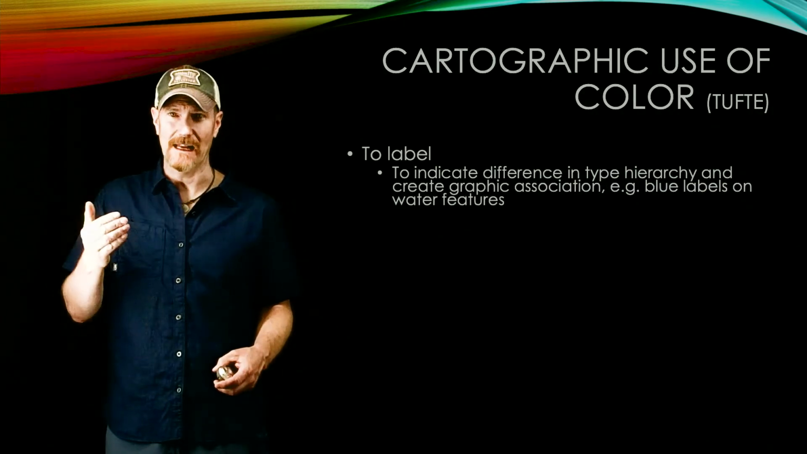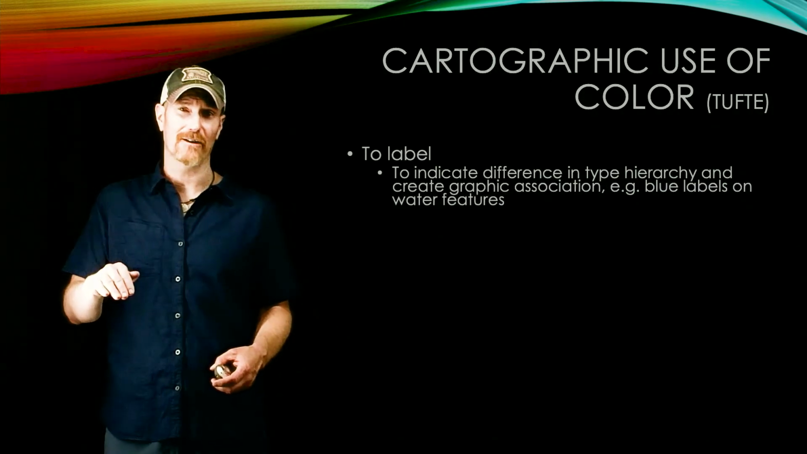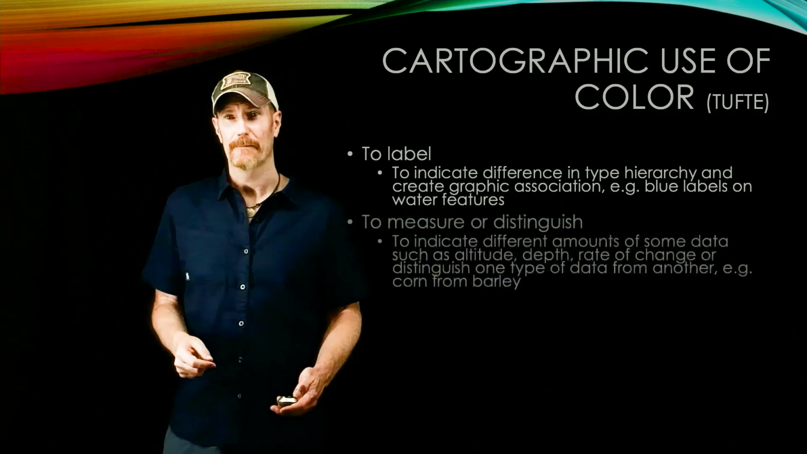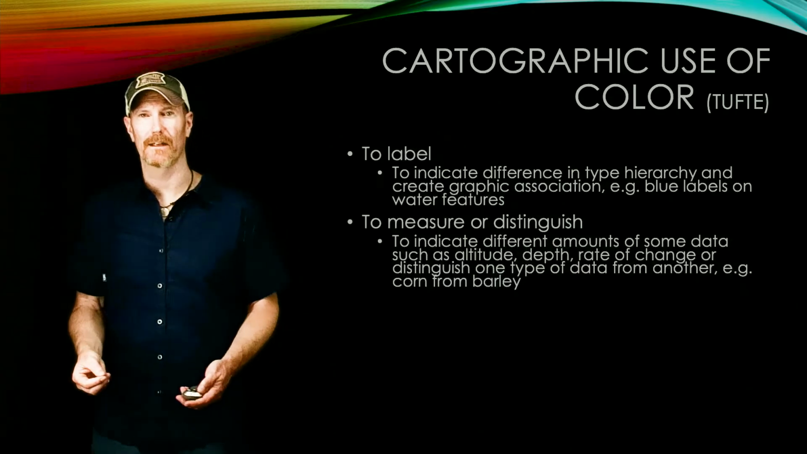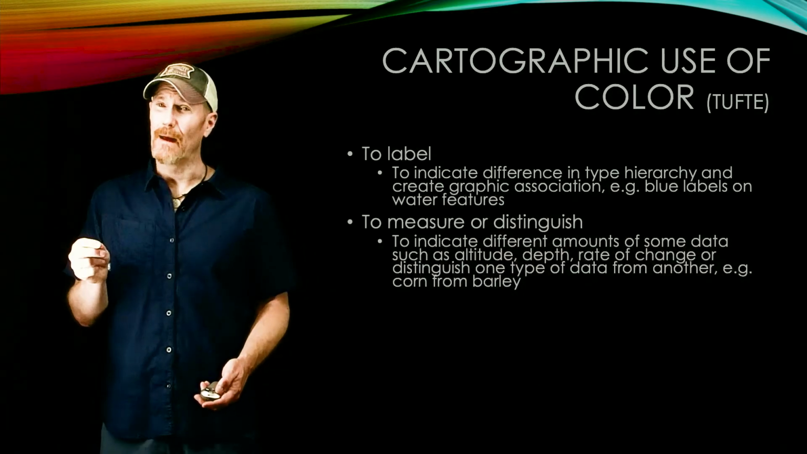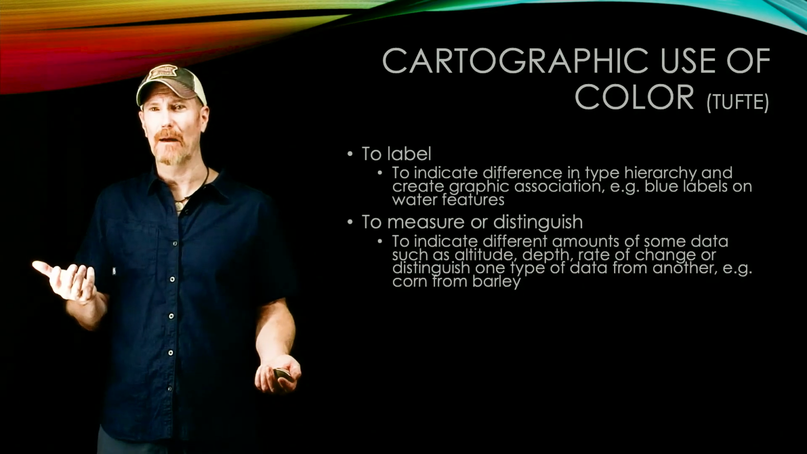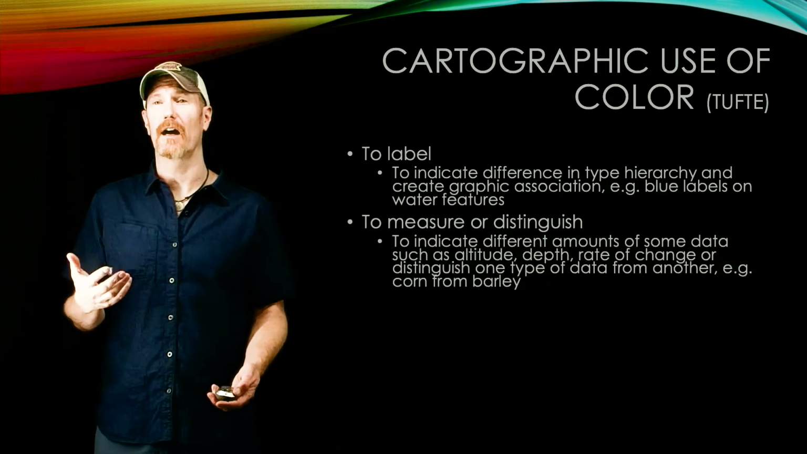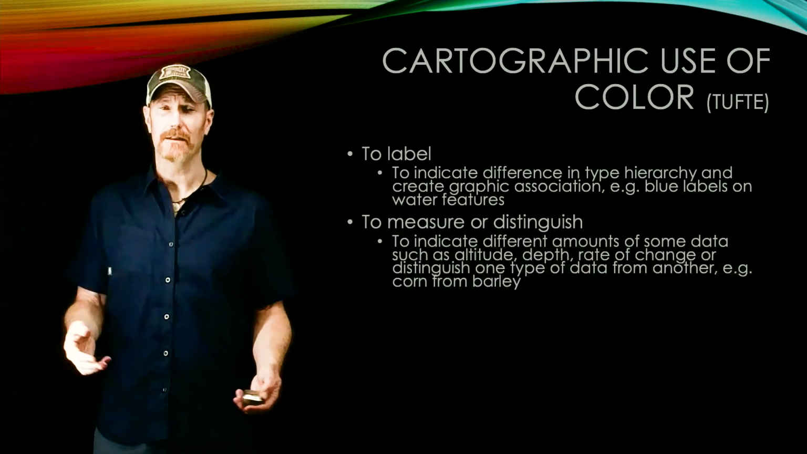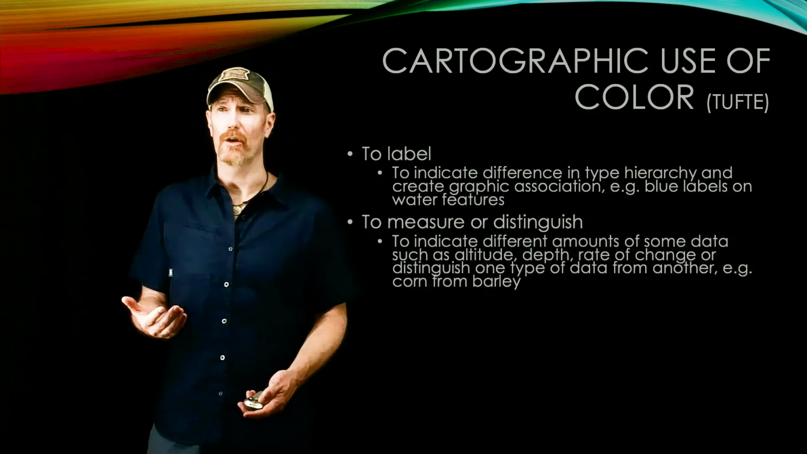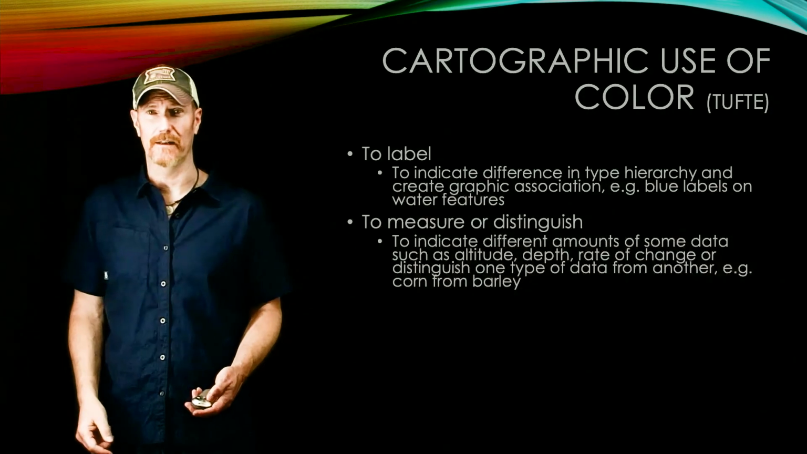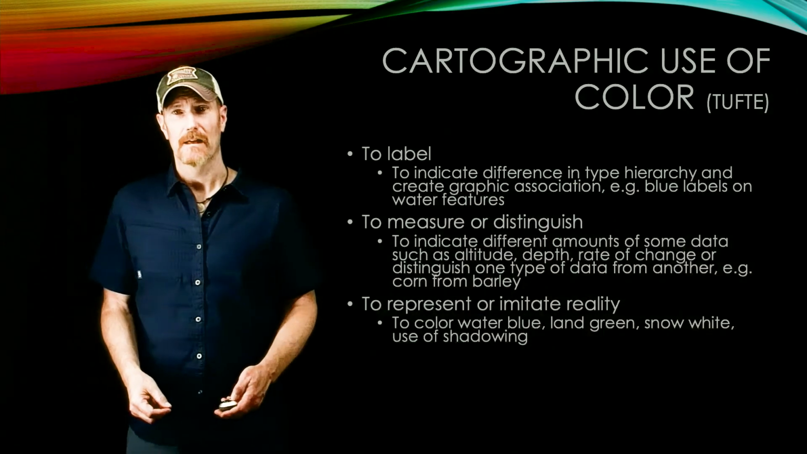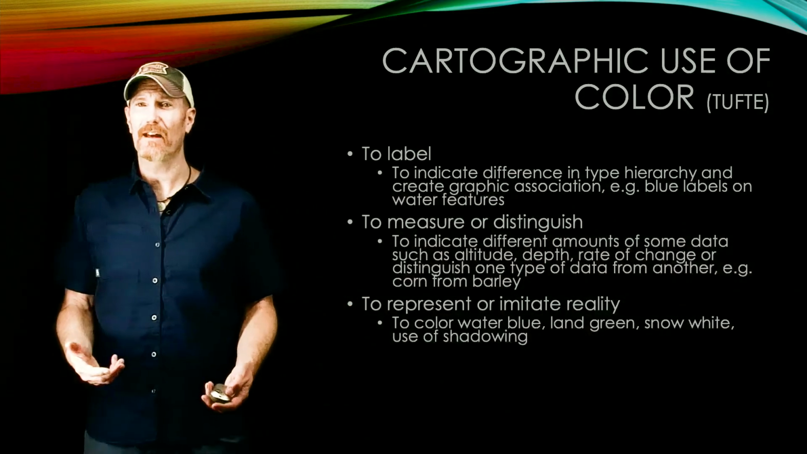So we can change things. We can also change its hierarchy on the map using color. And we also use it to associate things like standard stuff, blue equals water generally. To measure and distinguish, so to indicate different amounts of some data. And this is really common, obviously, in thematic mapping, right? We will use color to show differences in degree and differences in the analysis that we've done with the data in the background. And to represent and imitate reality, right?